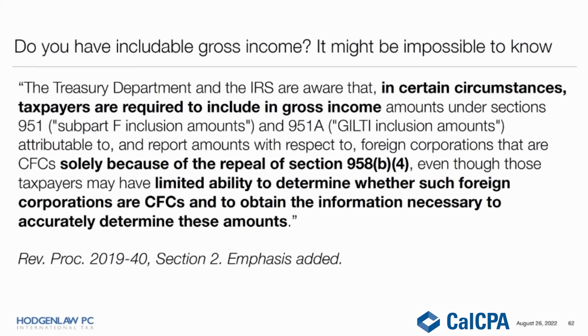And why was 958(b)(4) repealed? It was because Congress looked at 958(b)(4), which was a modification of the Section 318 rules. And they said, oh, some bad things are being done by bad people to avoid taxes. Therefore, let's get rid of this section entirely.